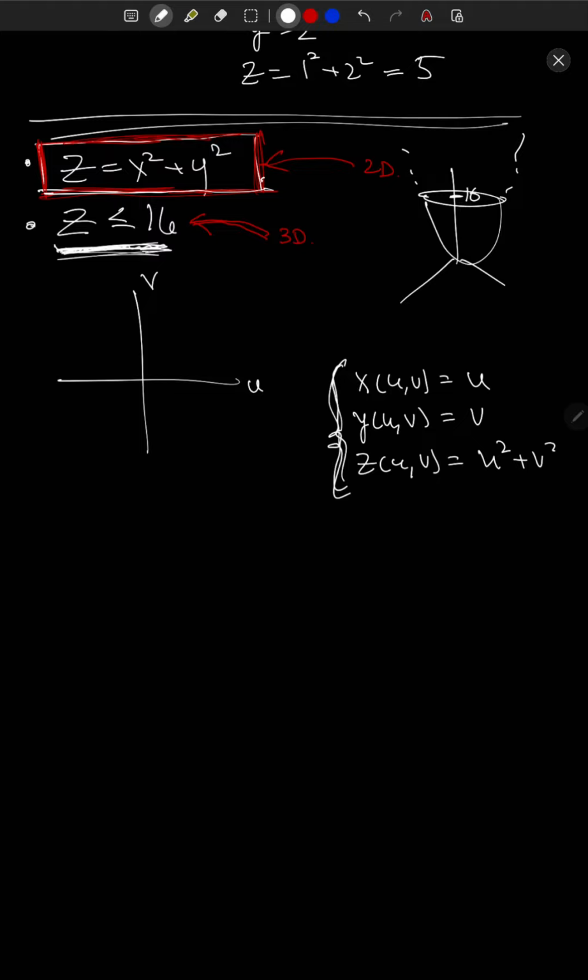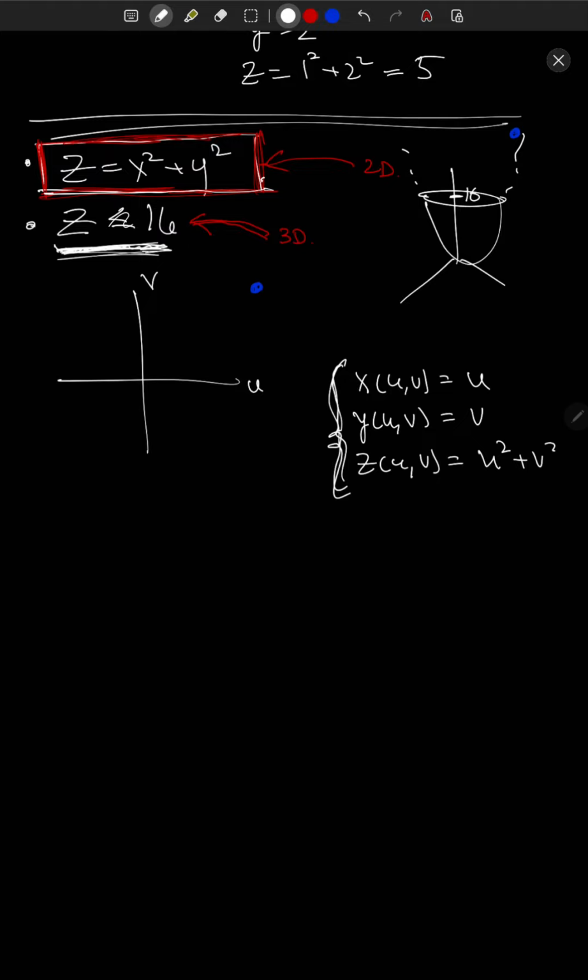Because some portions of the UV plane are going to represent points that are not on the part of the paraboloid I'm interested in, right? So for example, this point right there, if it represents that guy up there, I don't care about it. So I want to know which parts of the UV plane I care about. And again, every problem is going to be a little different depending on how your problem is being described.